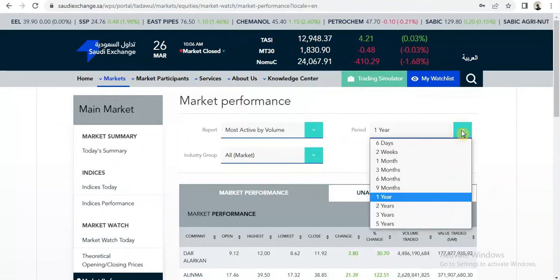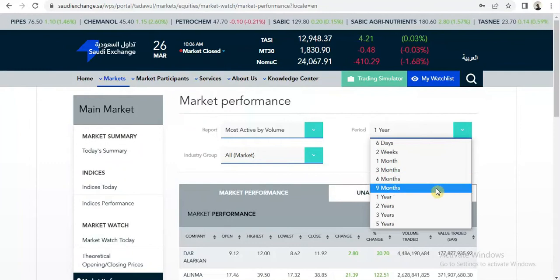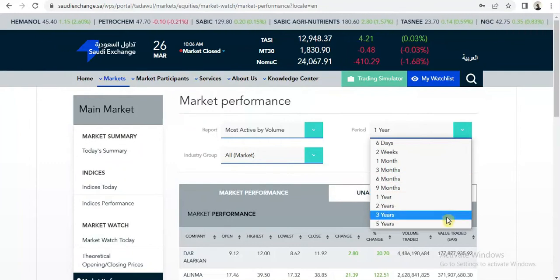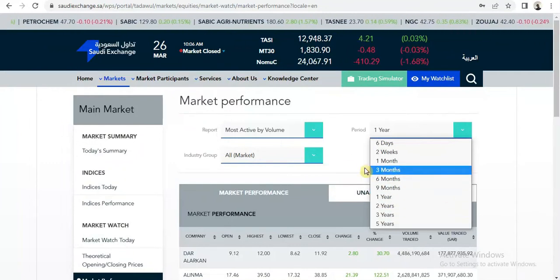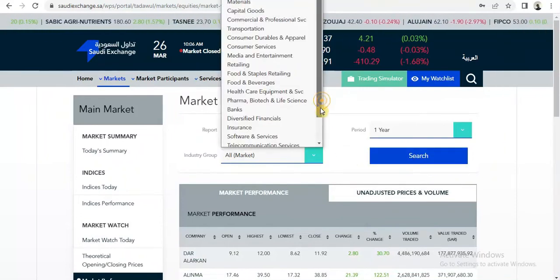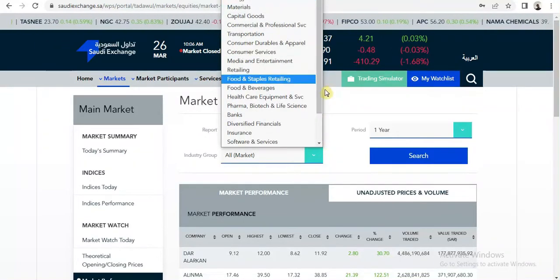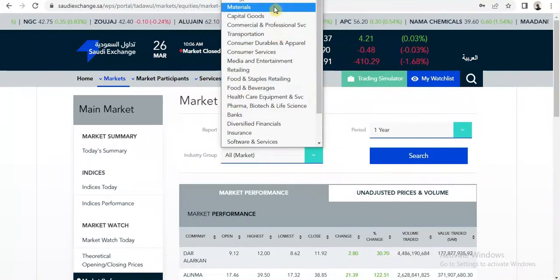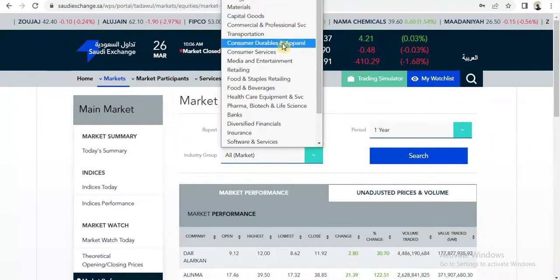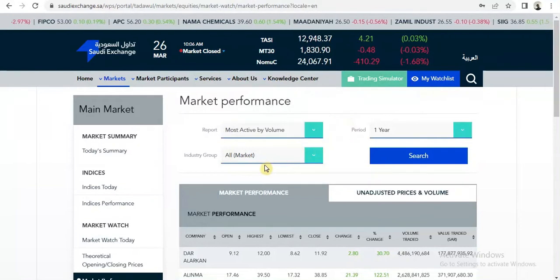Here are the categories now: 6 days, 2 weeks, 1 month, 3 months, 6 months, 9 months, 1 year, 2 year, 3 year, 5 year. Up to 5 years you can check the historical data. And here are the 21 market categories under which these shares are registered: energy, materials, capital goods, and different others. There are around 21 markets in total. So if you want to check market-wise, you can. Now here it's all markets.